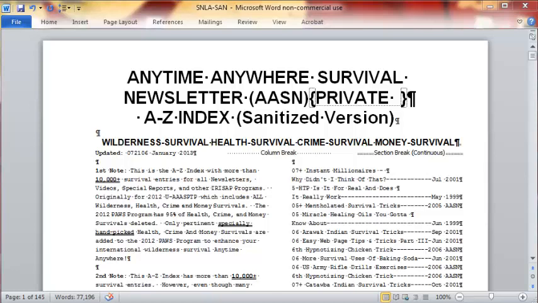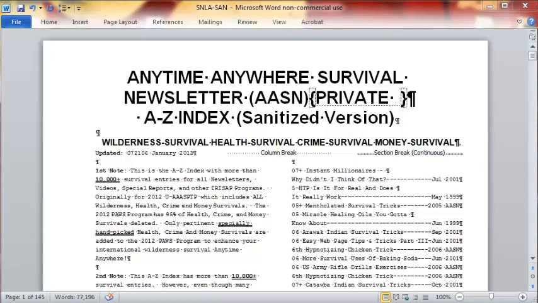This is the A to Z index, and the reason I have an A to Z index in my survival program is because it is so huge. There's so much data. Back in the late 1990s, I had trouble remembering where I put everything, between the written stuff, the packages, the newsletters, the special reports, the special intelligence reports, the videos. So I had to come up with the A to Z index.